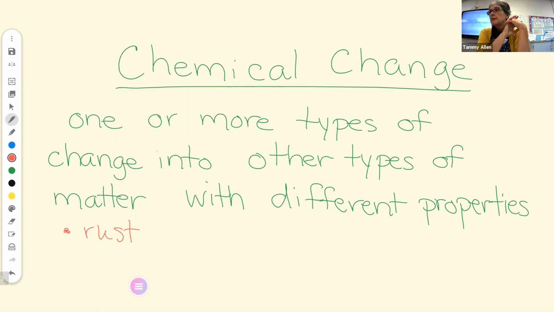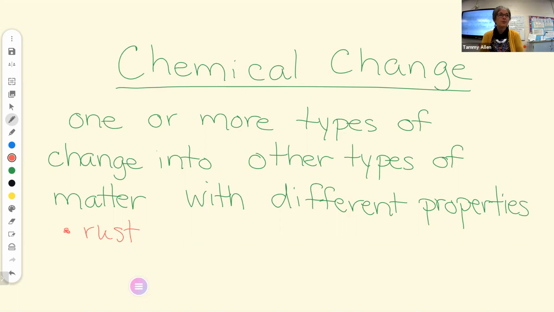Now, some chemical changes can change the volume of something. Have any of you ever made bread? Bread is a little different than muffins. When you make bread, have you ever kneaded bread by hand? And then you set it in the bowl and you let it rise. The chemical change allows for the bread to rise.